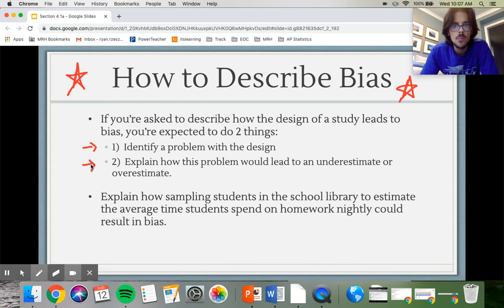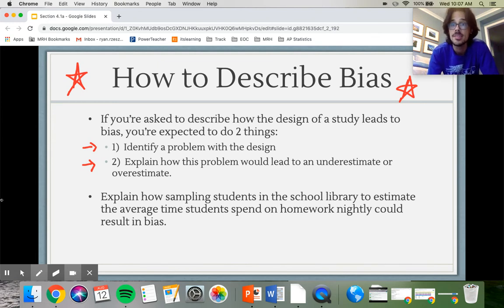I want to know how much time students are spending on their homework per night on average. So I want to know the average amount of homework time spent. And I decide that for my sample, I'm going to walk into the school library right after school, and I'm going to talk to those kids and figure out how much time they're spending on average.